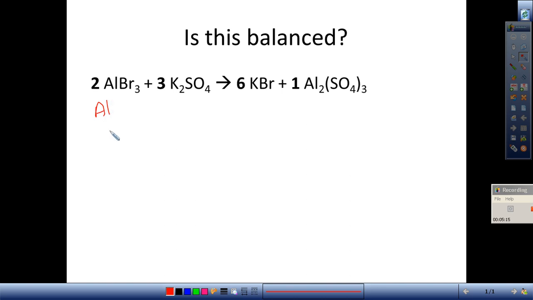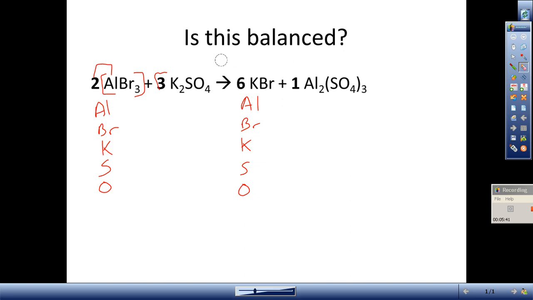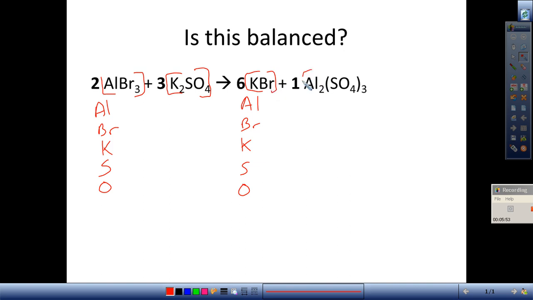I'm just going to write all my elements. I got some Al, some Br, I have some K, I have some S, and I have some O. And over here I'm going to do the same thing. I'm going to keep it in the same order here. So I got Al, Br, K, S, O. All right, let's figure out how many I have. Whoops, let's do brackets like I just said to do on the last one. Oh man, I missed. Let's erase that. All right, so I'm just going to bracket these. It helps me visualize, especially this big one right here.